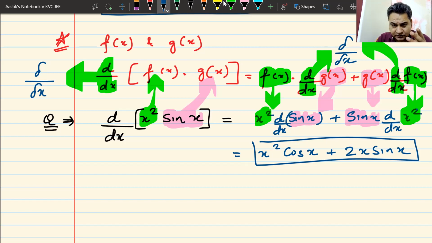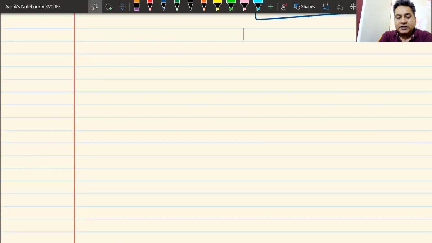Why did we do this question? Because the next question is coming up. And the next question is all about conservative force and how you are going to calculate this conservative force from the given energy function. So here comes the question.